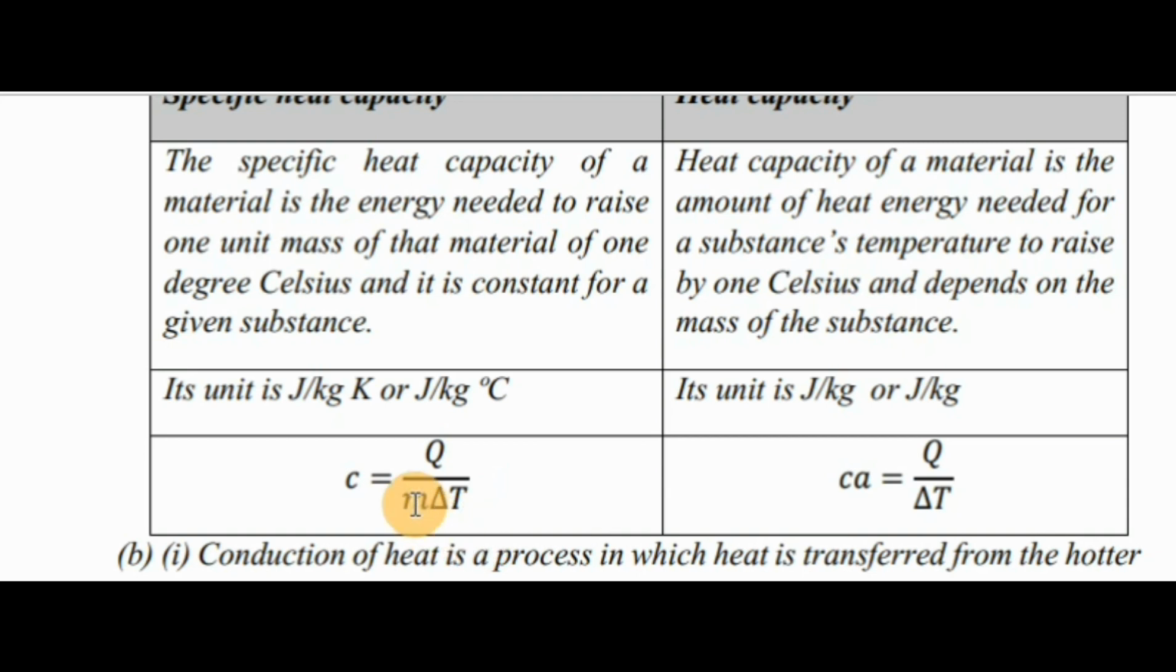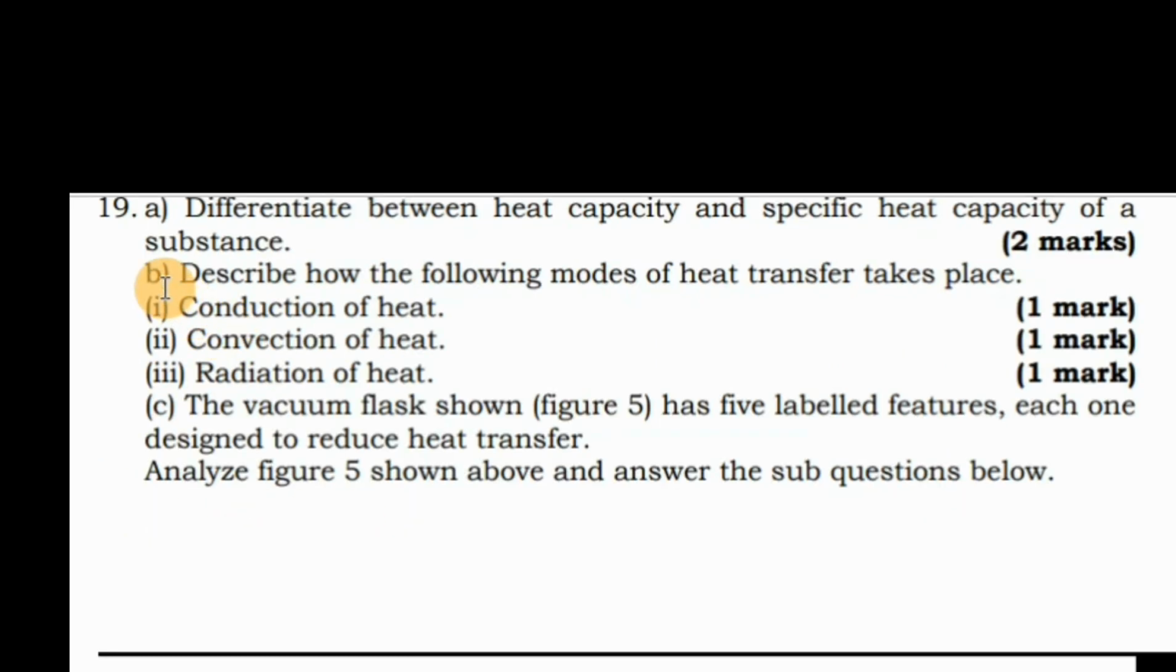Let us go to question B. The following question: describe how the following modes of heat transfer take place. The first one is conduction of heat, the second one is convection of heat, and the third is radiation of heat. So we have to describe how those types of heat transfer take place. Yes, let us go.